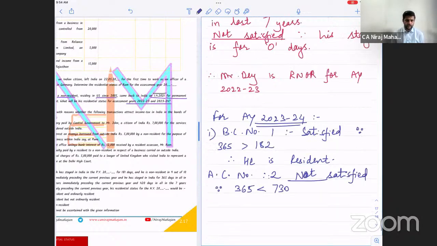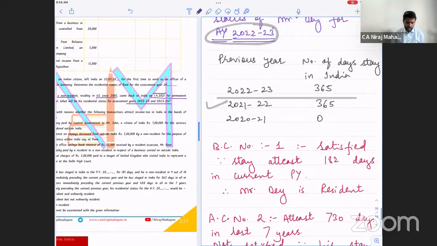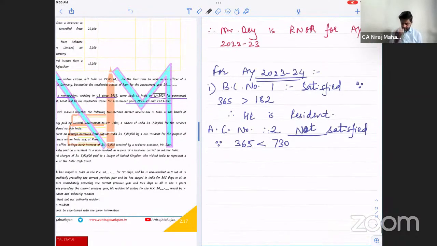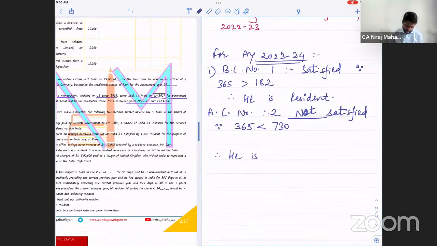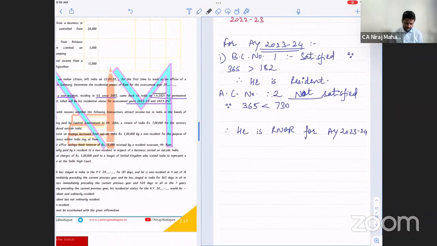Now, I hope you understand what 365 means. Yes, correct, Tejal. Because now we are finding for PY 22-23. So compared to 22-23, in the last 7 years, he's in India only for 365 days, where required was 730. All right? Therefore, he is RNOR for AY 23-24. Fine till here, all of you? So we'll go ahead.